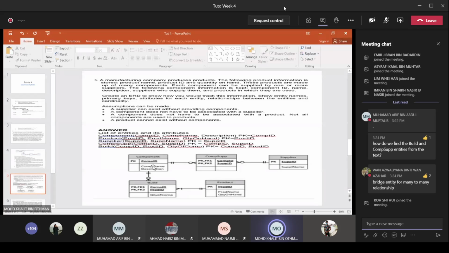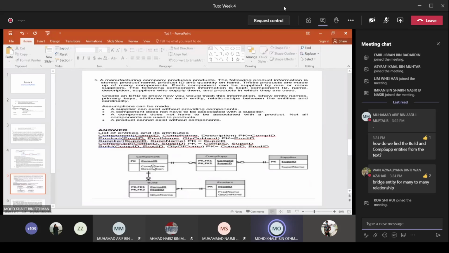Boot is another bridge entity that connects component and product, because component and product have a many-to-many relationship. The boot entity has component ID, product ID, and quantity of component, where component ID and product ID can be the primary key for the entity. Based on this, you can develop the ERD for this case.